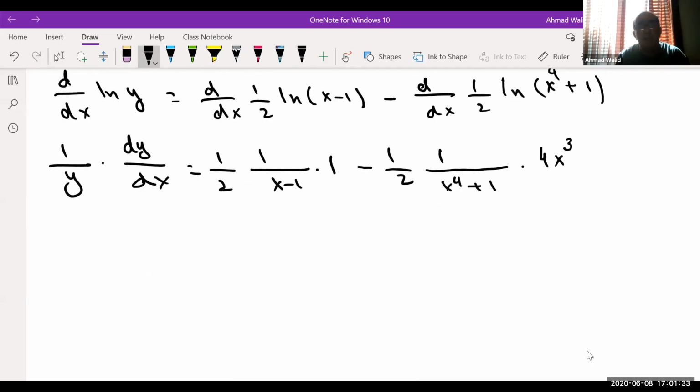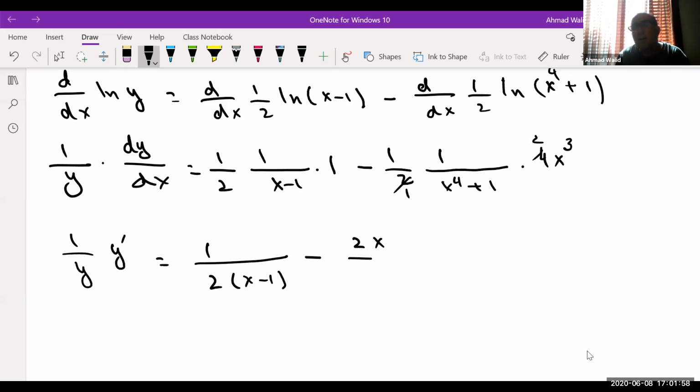Let's simplify. 1 over y, let's write instead of dy dx y prime, right? Y prime equals, here becomes 1 over 2 times x minus 1 minus, here becomes 4x. You can even cancel this 4 with this 2, right? That gives you 2x over x to the power of 4 plus 1. What to do now? Solve for y prime, step 3.